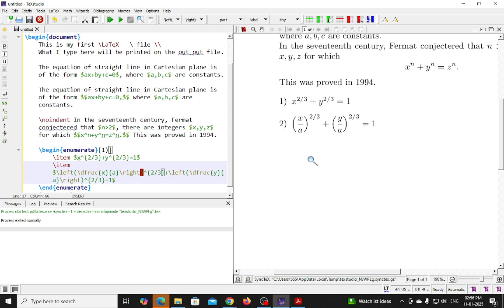Now it's coming. Suppose you are having any equation in display or inline mode and you have to put a bracket. In that case, if the expression is of a bigger size, you can use backslash left and backslash right for adjusting the size of the bracket. Now after that, suppose next we are having an output of the form.